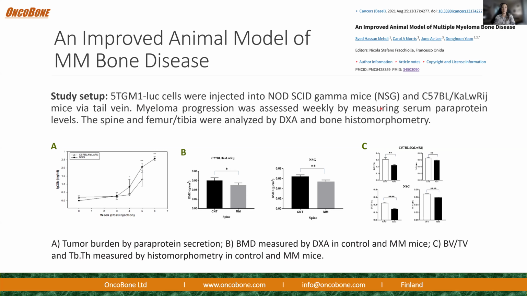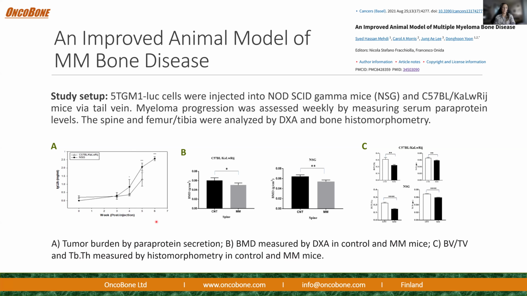They used immunodeficient NSG mice, and then a specific mouse strain called Galvich. These Galvich mice are peculiar in the sense that this is the mouse strain where the 5TGM1 cell line originates from, so this was a so-called syngeneic mouse model. They induced the disease by injecting the cancer cells via the tail vein, and monitored the progression of the disease by measuring the serum paraprotein level.